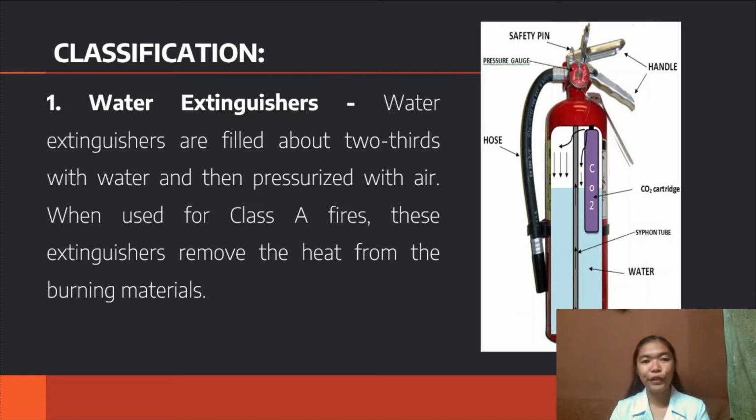Classification. First, water extinguishers. Water extinguishers are filled about 2/3 with water and then pressurized with air. When used for Class A fires, these extinguishers remove the heat from the burning materials. So these are the parts of a water extinguisher. First, we have the handles, the safety pin, the pressure gauge, the hose, the pressurized air cartridge, the siphon tube, and the water.